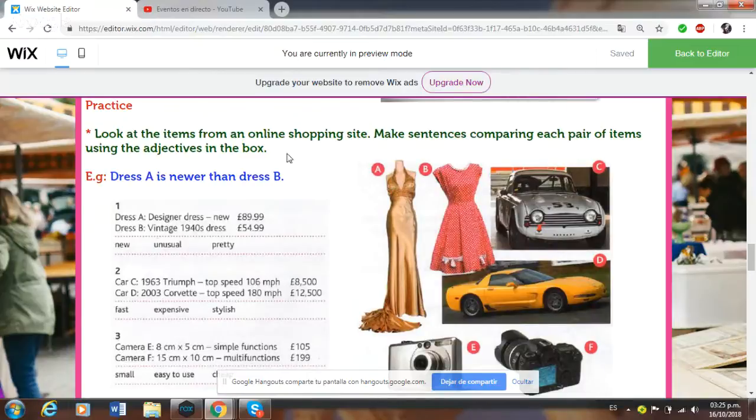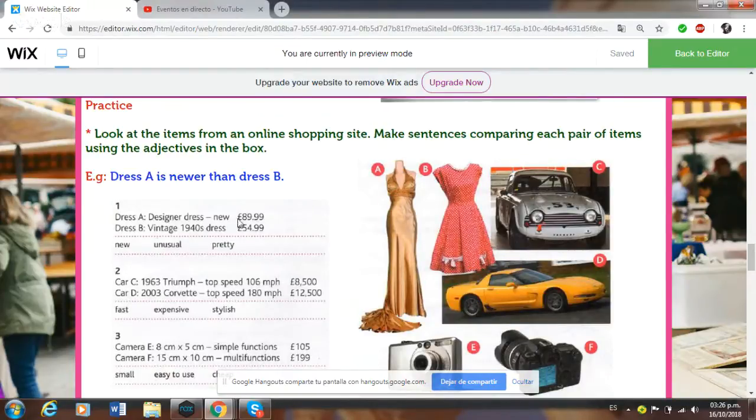And then when you look at each one of these photos here, A, B, C, D, E, F, you are going to make sentences comparing each pair of items using the adjectives in the box. Okay? Using the adjectives in the box. For example, here. Then here, as you can see, this exercise gives you the price of each one of these objects, clothes.